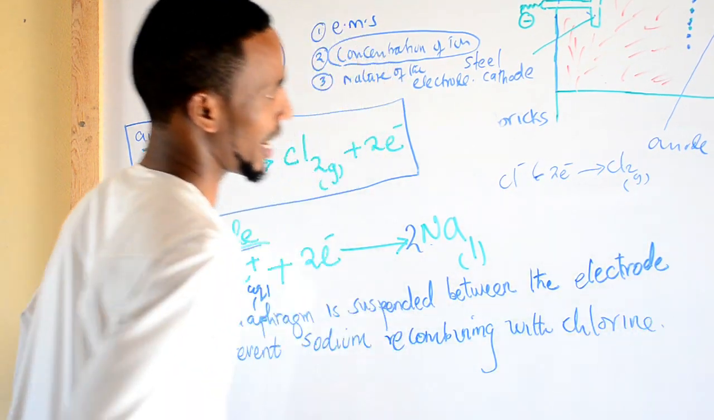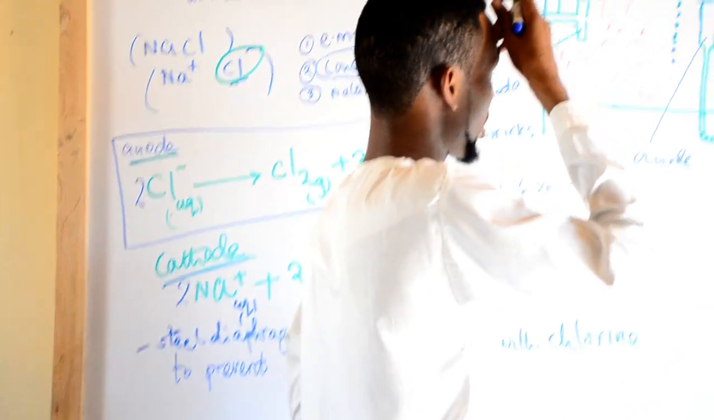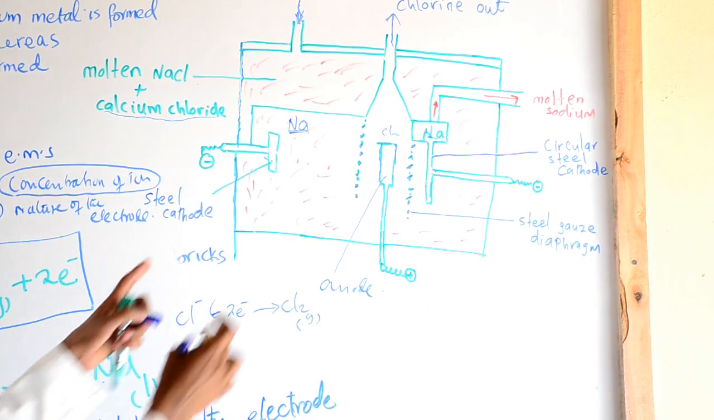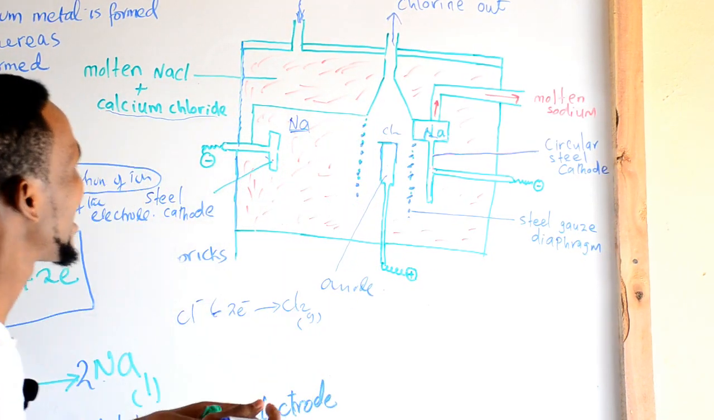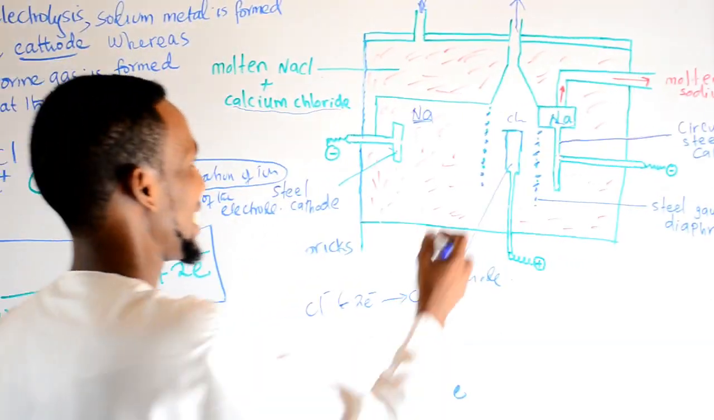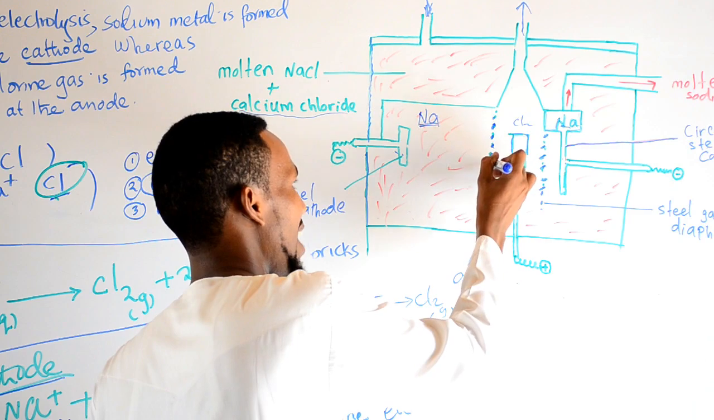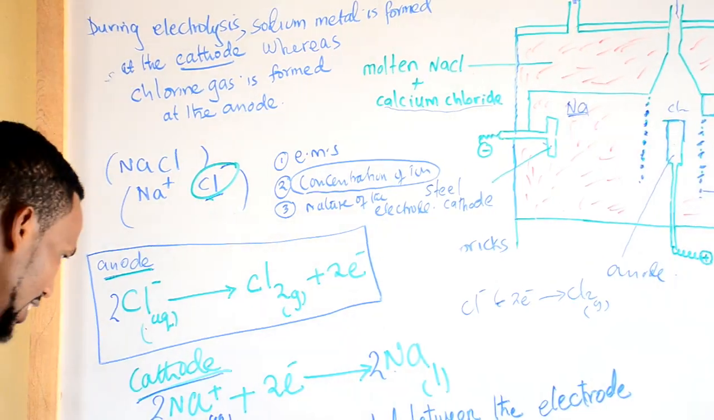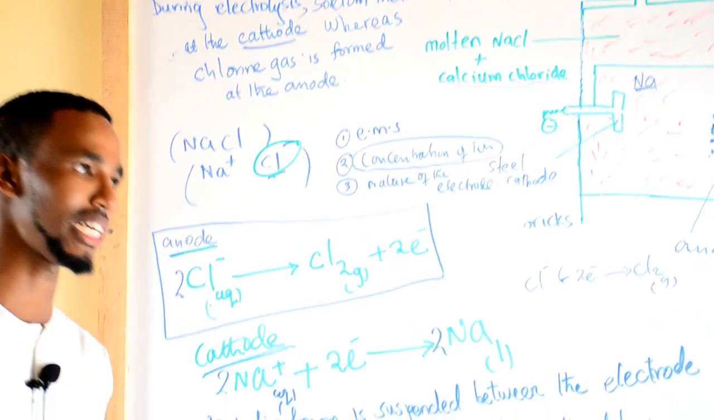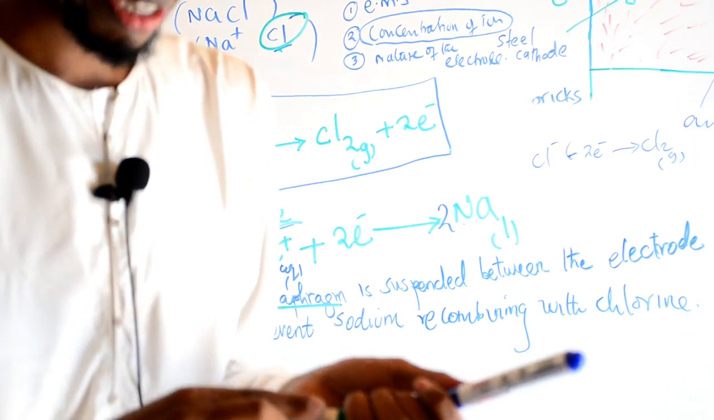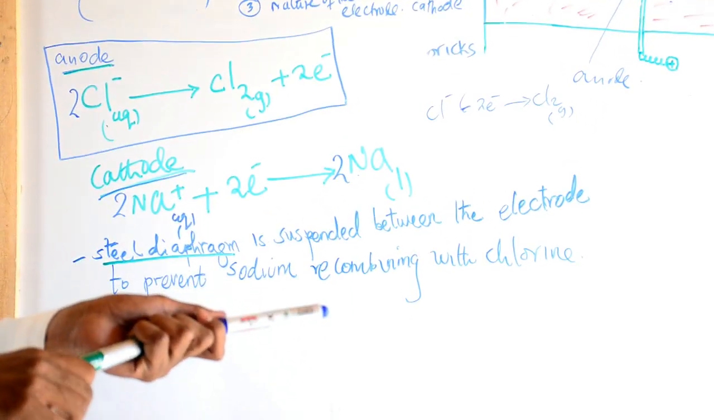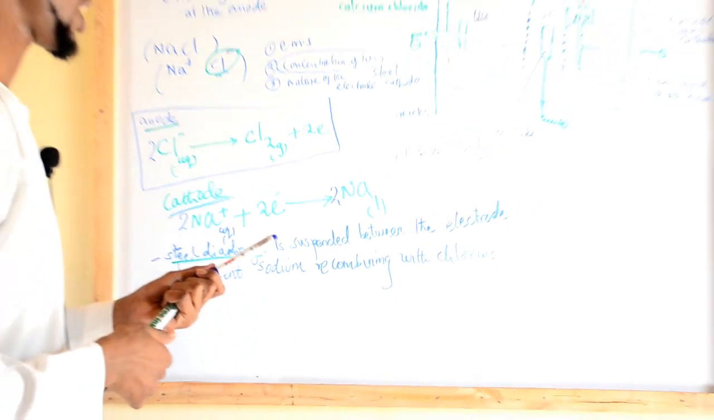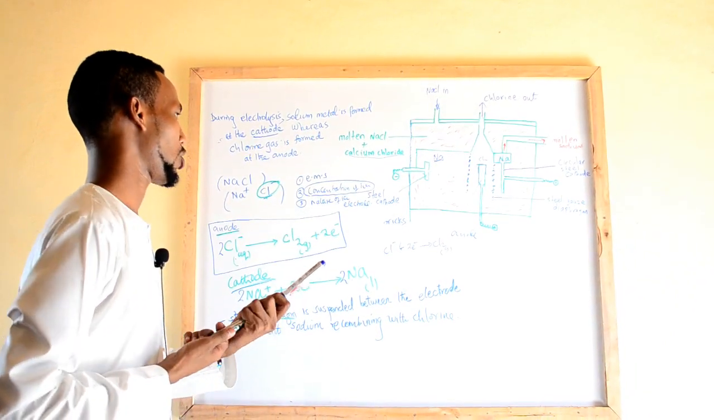So to prevent recombination of this molten sodium and the chlorine gas that has already been deposited at the anode, so that they do not form sodium chloride, we normally suspend a steel diaphragm. So this is a commonly asked question also. What is the importance of steel diaphragm? Steel diaphragm is suspended between the electrodes to prevent sodium and chlorine from recombining.